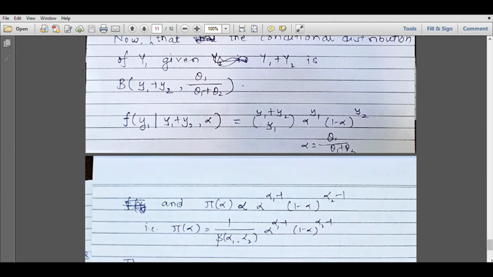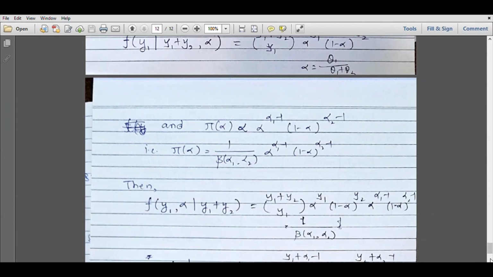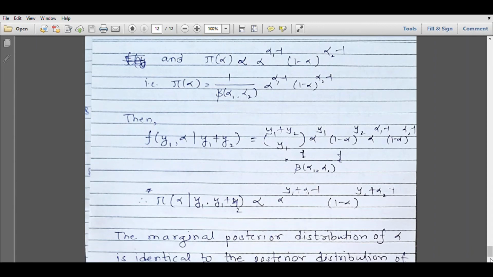So what we get is that the posterior distribution of alpha will be proportional to the joint distribution. The joint distribution will be proportional to alpha raised to y1, times the prior distribution of alpha. There are too many alphas here, but the prior is alpha raised to alpha 1 minus 1 into 1 minus alpha raised to alpha 2 minus 1, which means we are taking a beta prior for alpha. So if we take a beta prior with parameters alpha 1, alpha 2 for alpha, then we get a beta posterior for the parameter alpha.